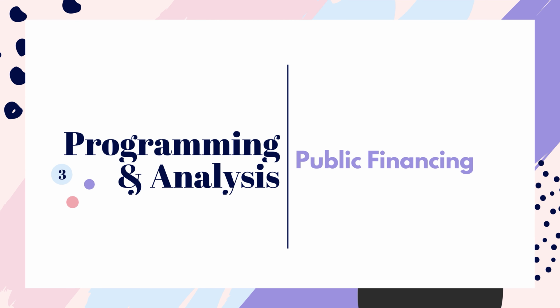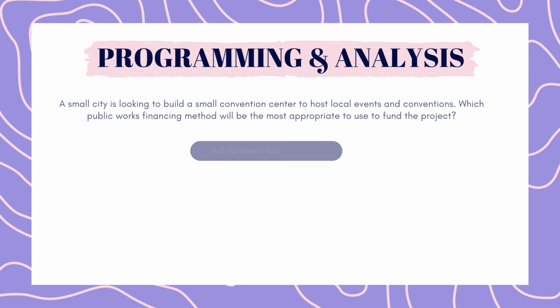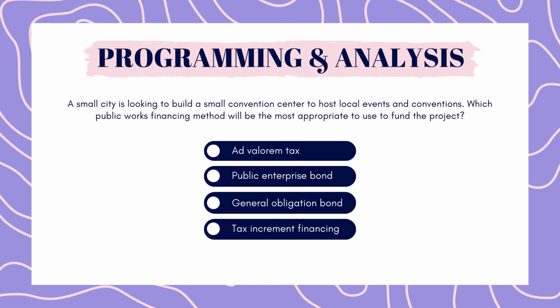Now on to programming and analysis. A small city is looking to build a small convention center to host local events and conventions. Which public works financing method will be most appropriate to use to fund the project? Ad valorem tax, public enterprise bond, general obligation bond, or tax increment financing? Pause here to answer. And the correct answer is public enterprise bond.